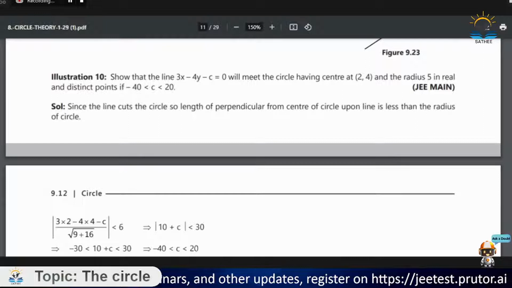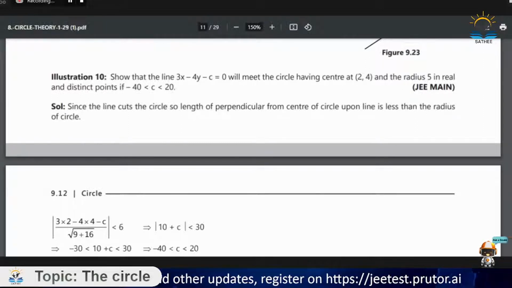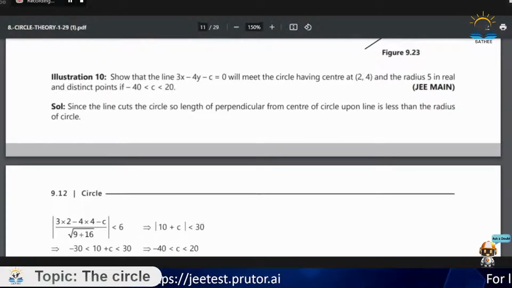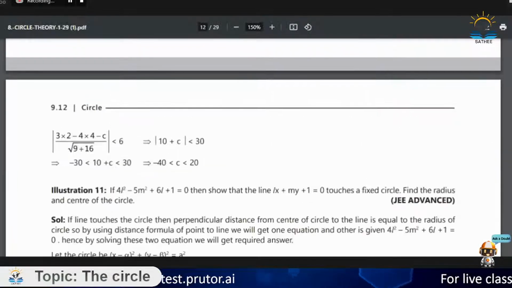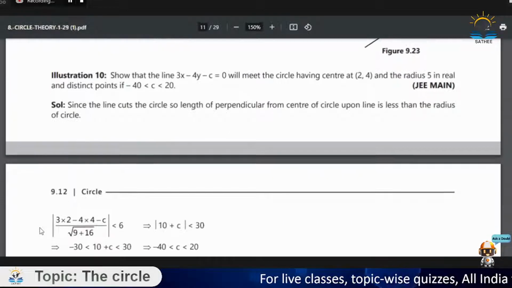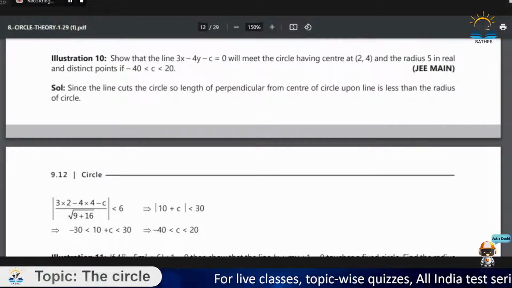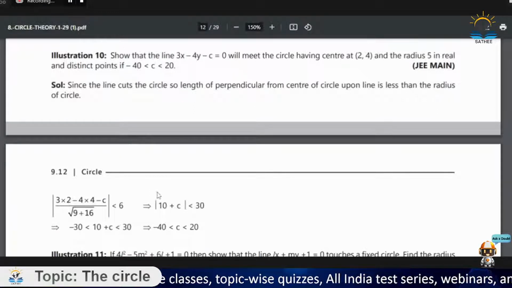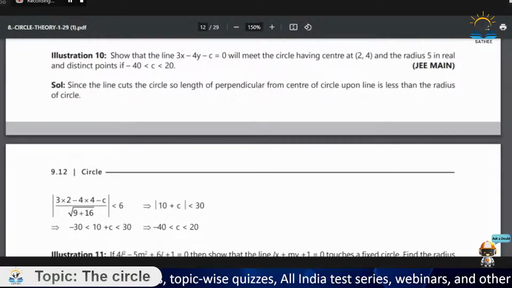Now show that the line 3x − 4y − c = 0 will meet the circle having center at (2, 4) and the radius 5 in real and distinct points if c belongs to this. Now we have to show this. Since the line is given and we know the center of the circle, we can write the distance from the center of the circle to the line. The perpendicular distance is this, and this should be less than the radius, that is 5. So on solving this basic equation, we will get that c is −4220.